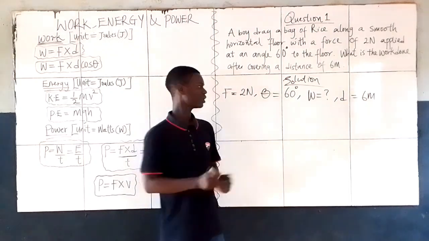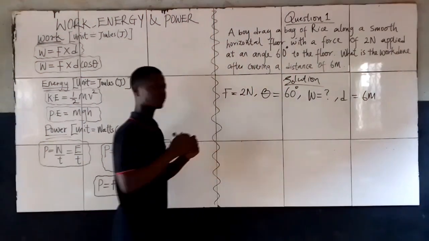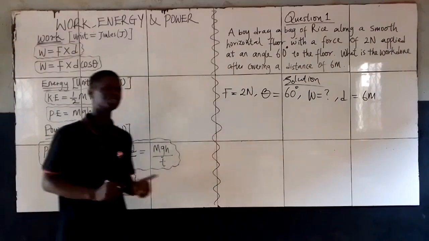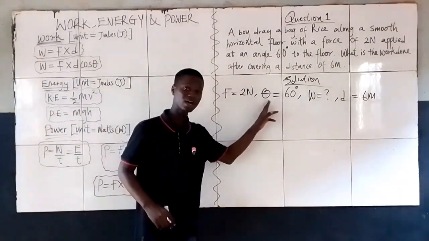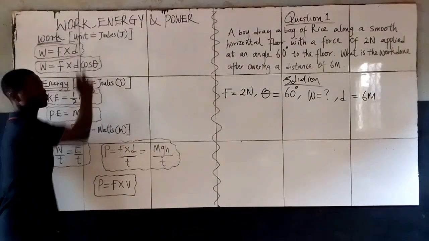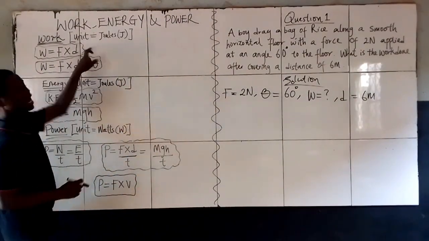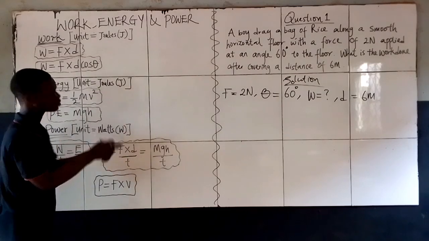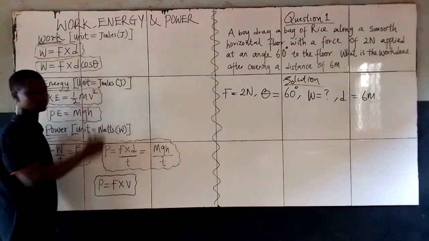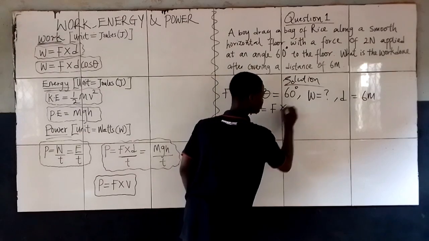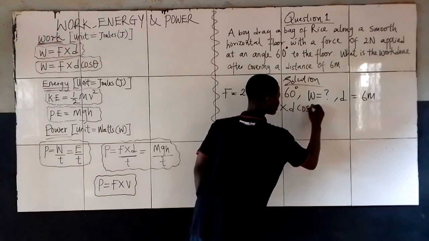The work done. Now we say, which of those formulas under work do you think would be more suitable to solve this question? Now observe that there is an angle theta. Because of this, we can't make use of this first formula, because this one does not have an angle in the formula. So in this very question, we'll be making use of the second formula for work. And what is it? Work is equal to force times distance times cos theta.